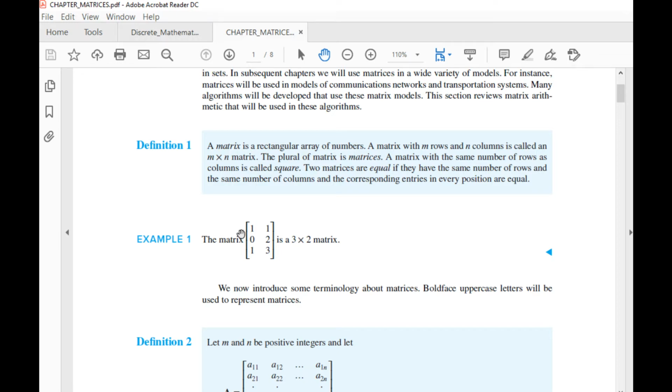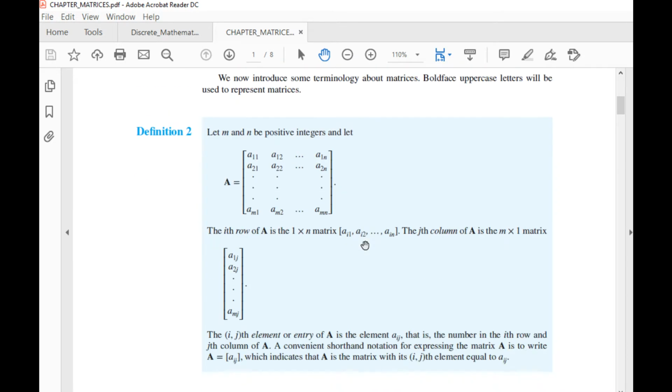For instance, in this one we have the rows 1, 1; 0, 2; and 1, 3. That is actually three of them, so that denotes the 3 over here. And we have two columns, which are 1, 0, 1 and 1, 2, 3. So there you go, that is how you find the size of the matrix. Remember, in figuring out the size of the matrix, we are just concerned with rows times columns. Okay, so I hope you got that.